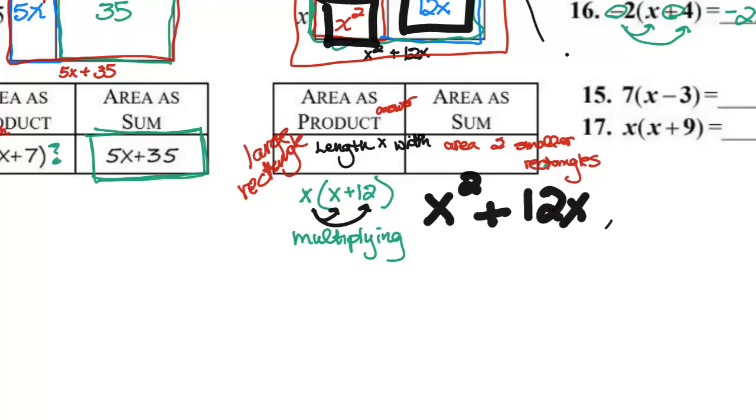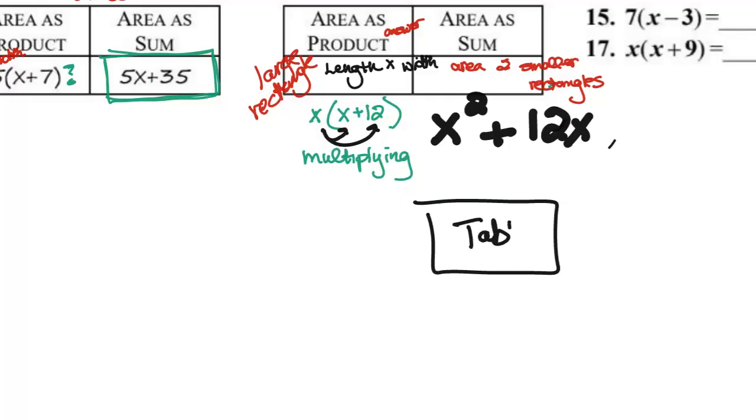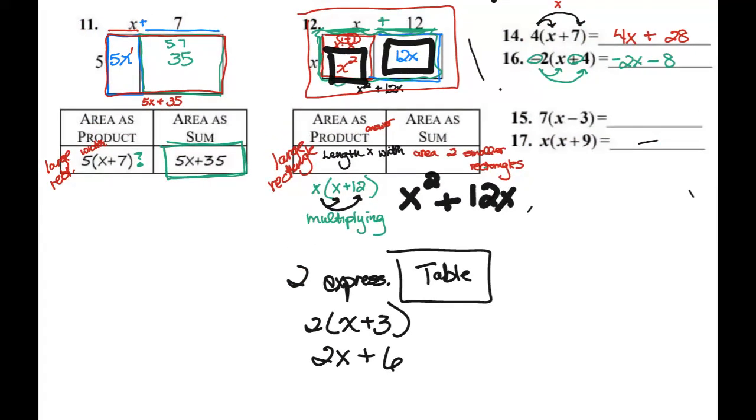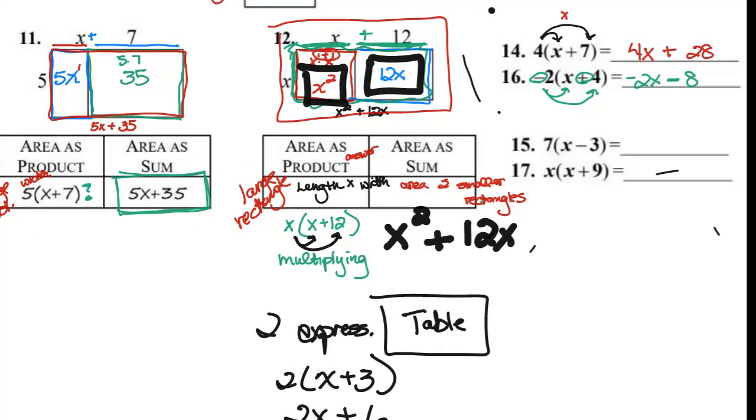If you remember from yesterday when we were doing that card sorting activity, you had one table that usually went with sometimes two different expressions. And if you remember, they were probably similar to 2 times x plus 3. So that would be your area as a product. Or they could be, after you distribute, 2x plus 6. Those were the two that likely went with that table. Okay? Questions on that? All right.